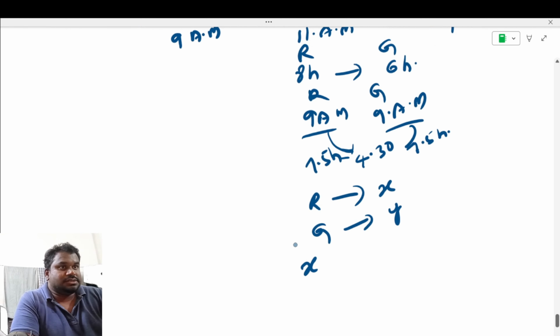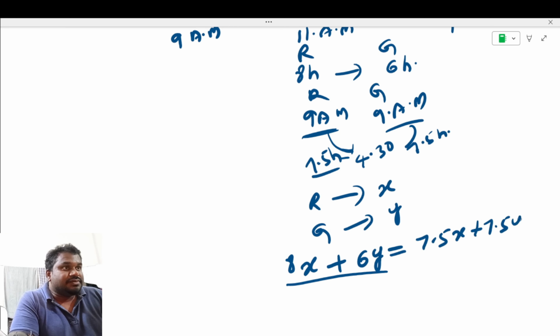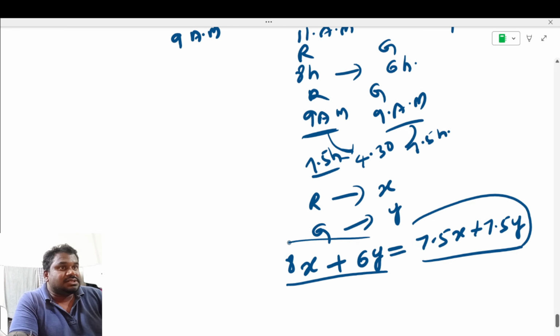8 hours. So 8x plus whatever the other person, 6y for Gautam. And now the work is completed. And the same work is completed by them when they started up 2 hours, when they started at the same time, that is 9. So I take this case. So 7.5 hours of x plus 7.5 hours of y, because both are same. This work is same as this work. That's why I'm equating. Okay.